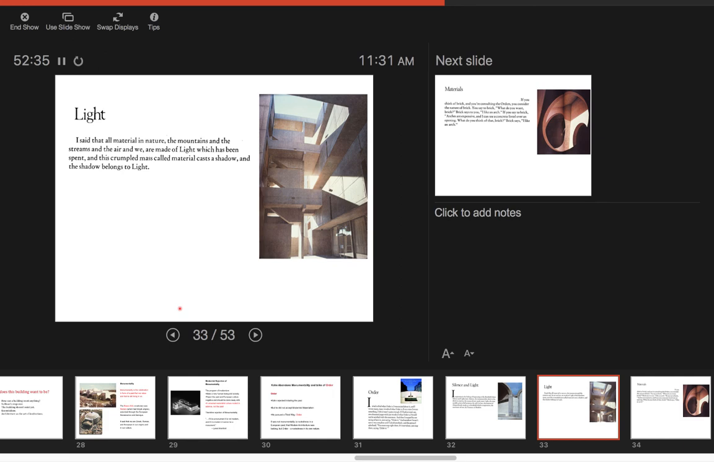Now, light is cool because it has dual nature. It's metaphorically the realm of realization, but it's also the sun. I said that all material nature, the mountains and the streams and the air and we, are made of light that has been spent. The wall is where the light stops and the material begins. In an architectural drawing, the black line is where the light is not, where the wall is going to be. So he's playing with all these ideas, poetically intertwined.